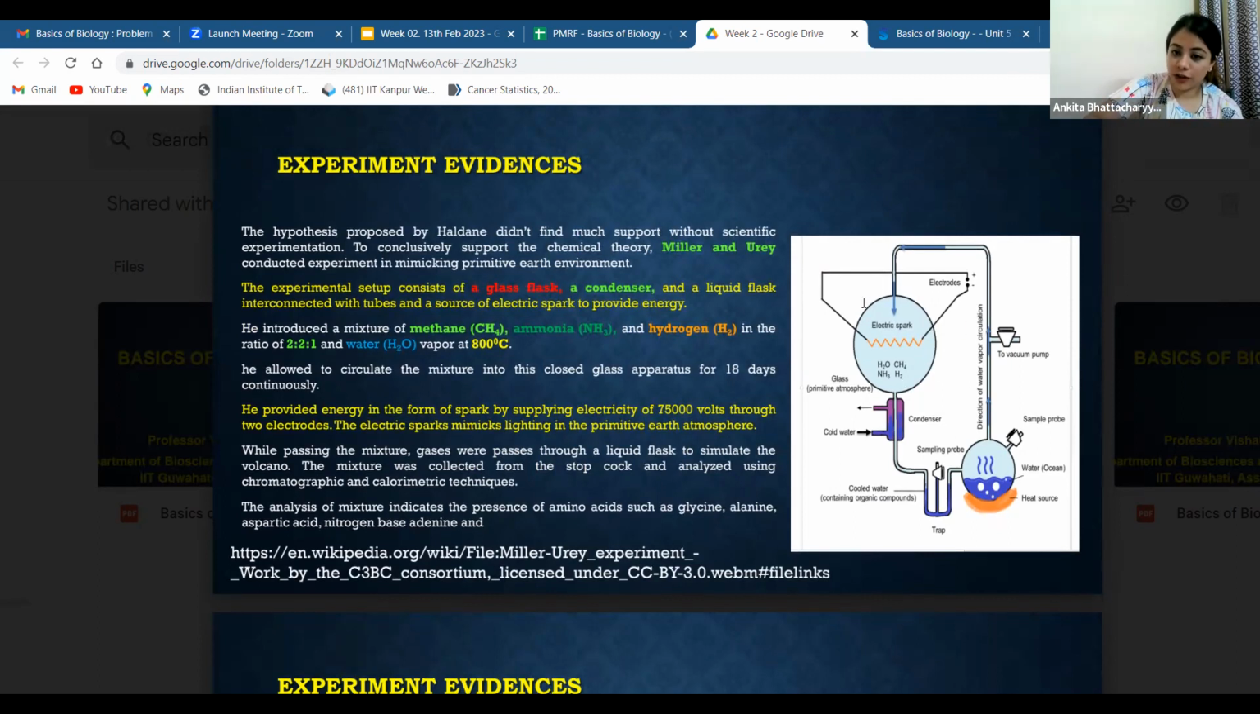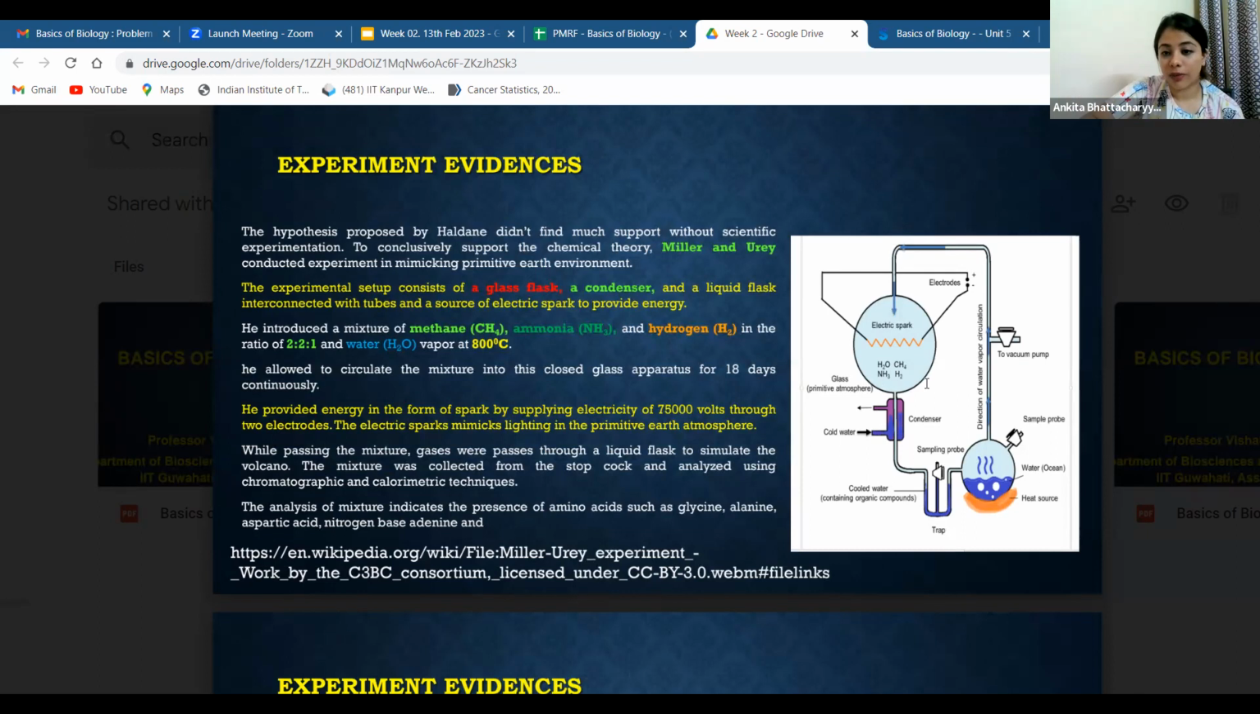The first and most important, I would say, is the main setup, which has a glass chamber where there were four gases: a mixture in the very specific ratio of 2 to 2 to 1 of methane, ammonia, and hydrogen, along with water supplied as vapor from a separate setup. This, along with an electric spark, was allowed to mix in the glass chamber, which recapitulated the condition on Earth back then.